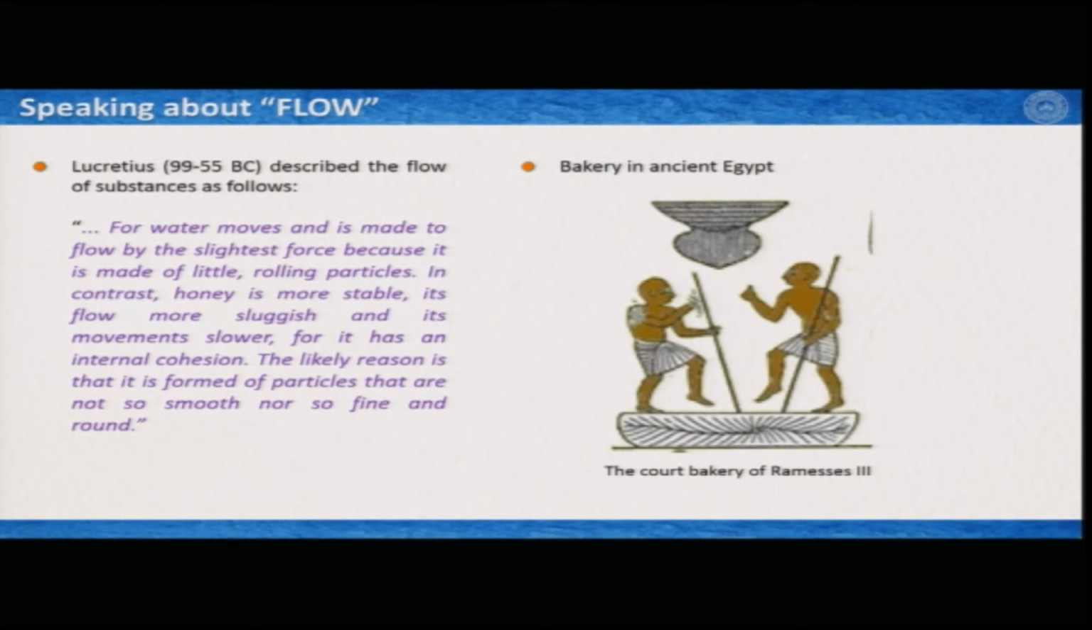So, he wrote, for water moves and is made to flow by the slightest force, because it is made of little rolling particles. In contrast, honey is more stable, its flow more sluggish and its movements slower, for it has an internal cohesion. The likely reason is that it is formed of particles that are not so smooth nor so fine and round. Now, he wrote this at around 99 to 55 BC.